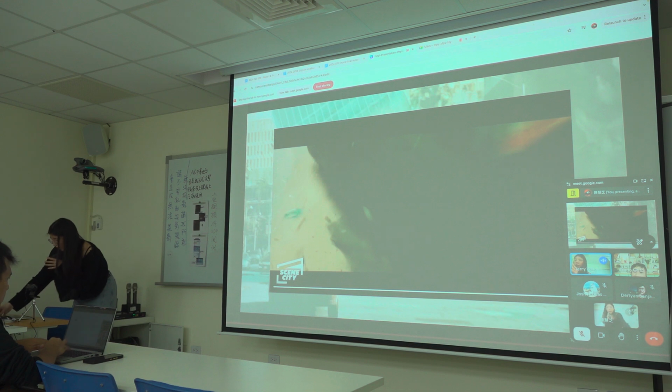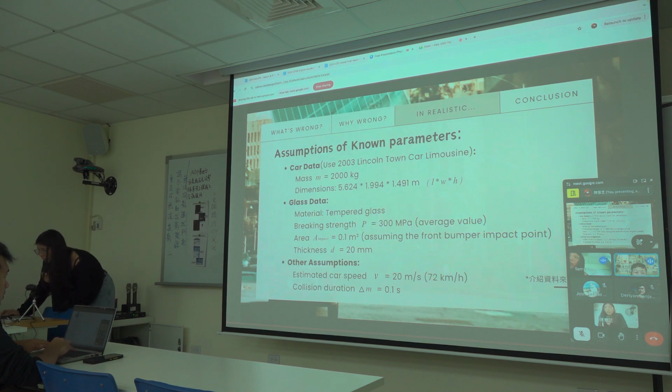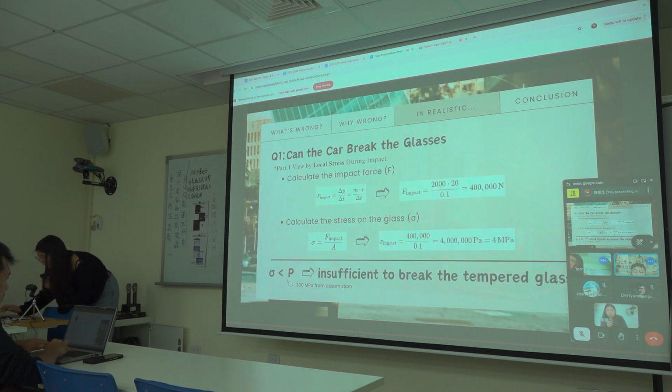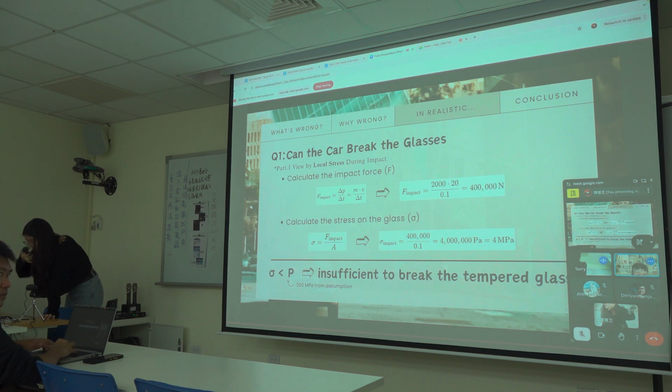I'm not sure, because I have another calculation on the other slide. What's the conclusion of the first slide? The first view of this is from the local stress, and it is insufficient to break the tempered glass. But they also have kinetic energy. Go back. What's the conclusion here? The local stress from the car isn't sufficient to break the tempered glass.